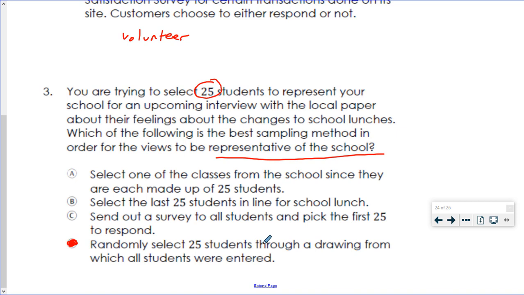So all of the students are entered in the drawing and you're going to randomly select 25. All these other ones have bias problems. This one, not all classes are the same. This one, the last 25 students that are in line for school lunch, that's only the students that are in line for school lunch, so that doesn't work out very well. Sending out a survey to all students and picking the first 25 to respond, that's volunteer sampling. So again, that's not really good. But this is the one that really stands out as having the least amount of bias.